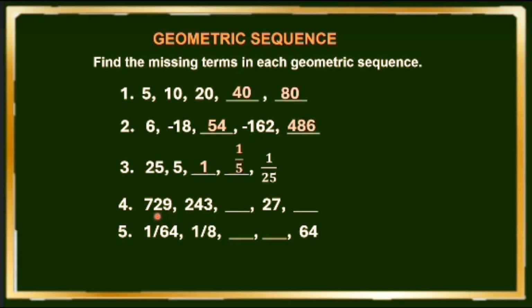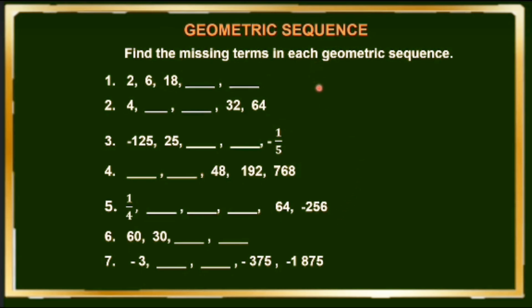729 divided by 3 is 243. 243 divided by 3 equals 81. Divided by 3 is 27, and 27 divided by 3 equals 9. In number 5, if we multiply 1 over 64 by 8, that will be 1 over 8. And 1 over 8 times 8 equals 1. 1 times 8 equals 8. And 8 times 8 equals 64.